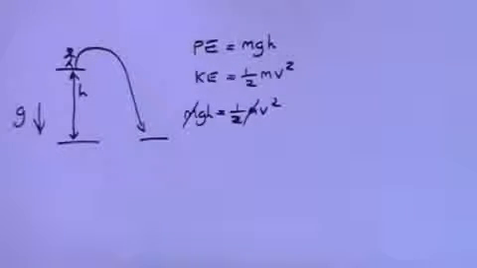So the key message is that momentum is always conserved. Energy is also conserved, but not necessarily in the same form. Kinetic energy specifically is not always conserved.